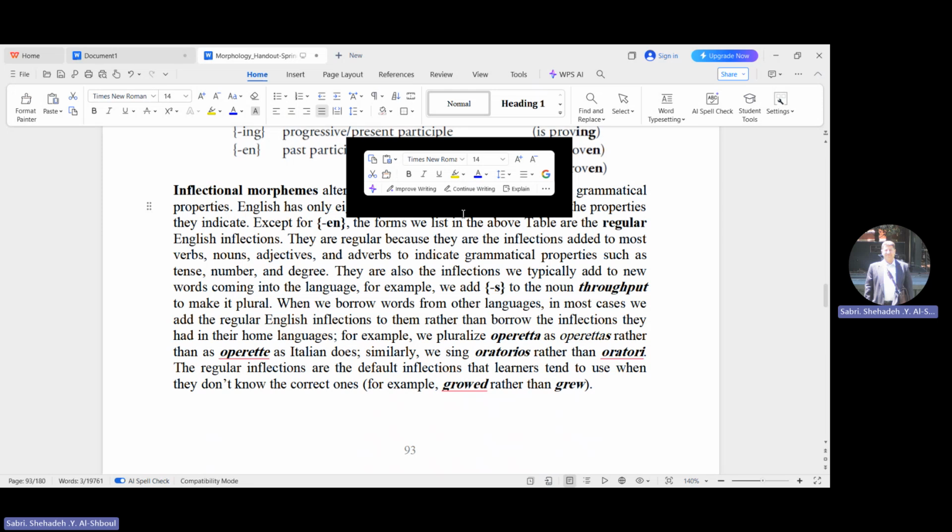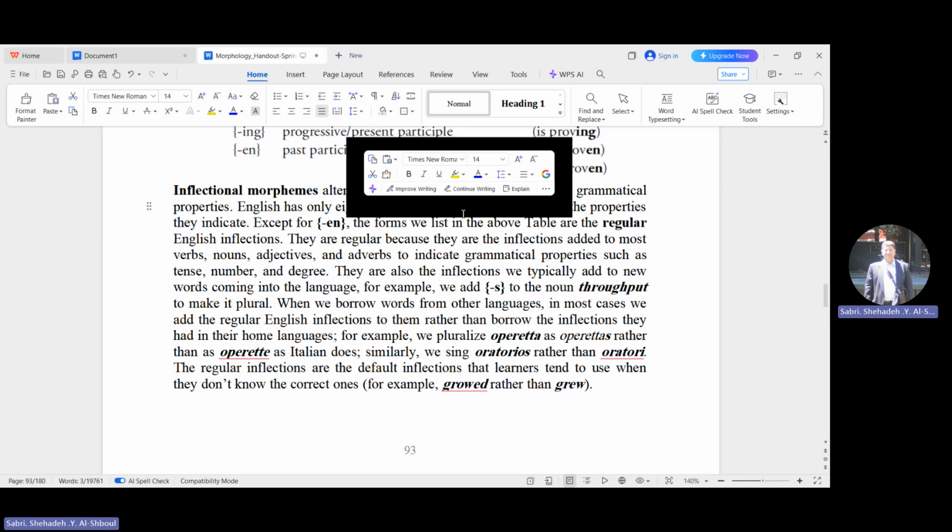So these eight inflectional morphemes, along with the properties they indicate. Except for -en, the forms we list in the table above are the regular inflections. They are regular because they are the inflections added to the most frequent forms of verbs, nouns, adjectives, and adverbs to indicate grammatical properties, such as number, tense, and aspect.